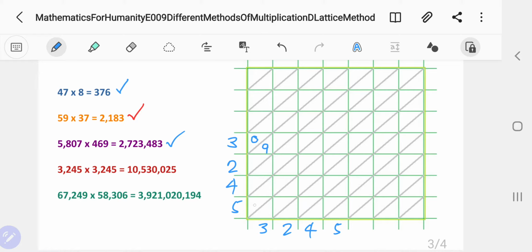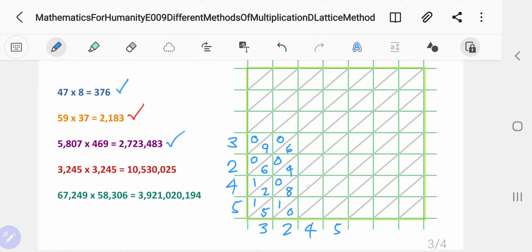2 times 3 would be 6. So 0 and 6 here. 4 times 3 would be 12. 5 times 3 would be 15. And then 3 times 2 would be 6. And then 2 times 2 would be 4. And 4 times 2 would be 8. 5 times 2 would be 10.